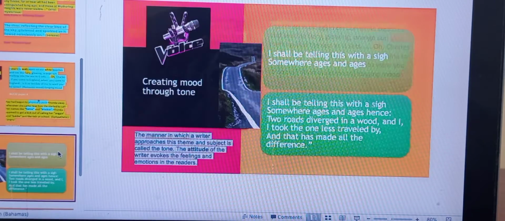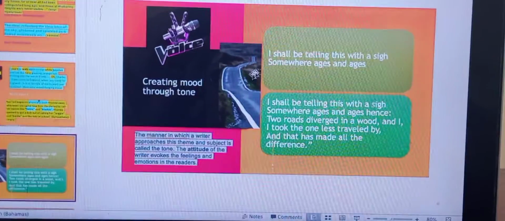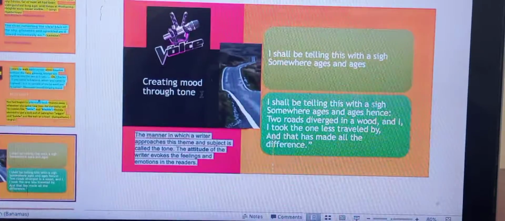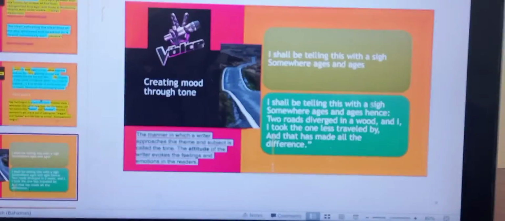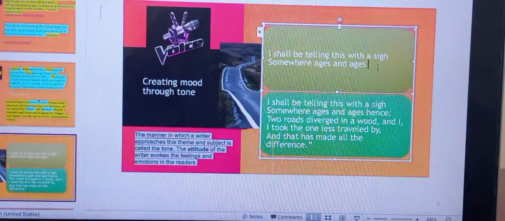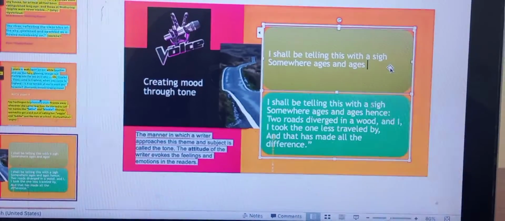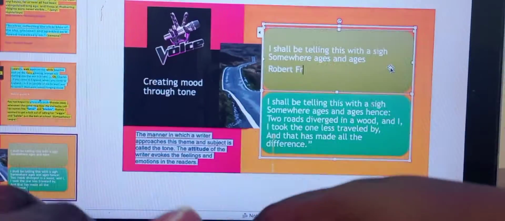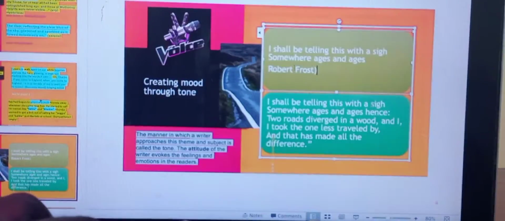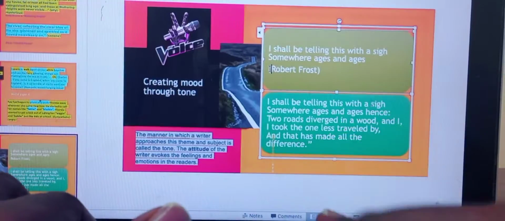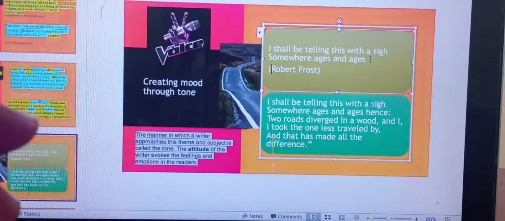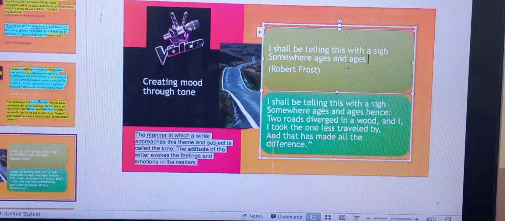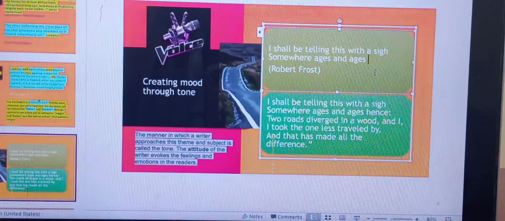Let's see if we can look at another piece. We can also find the mood through tone. Mood is also created through tone. Here's a piece from Robert Frost. This is a famous poem called The Road Less Traveled. And he says, "I shall be telling this with a sigh."